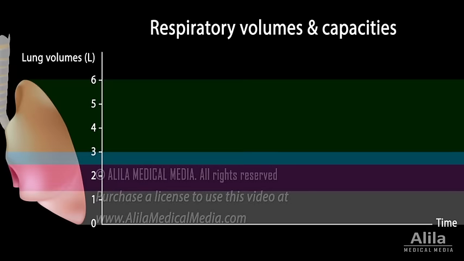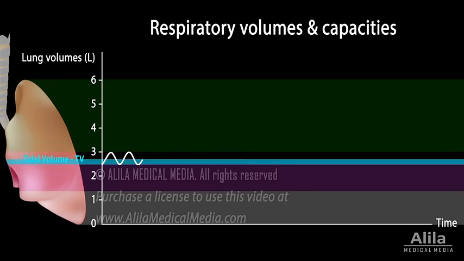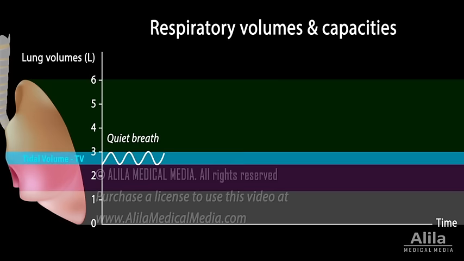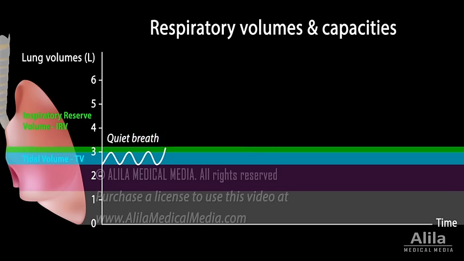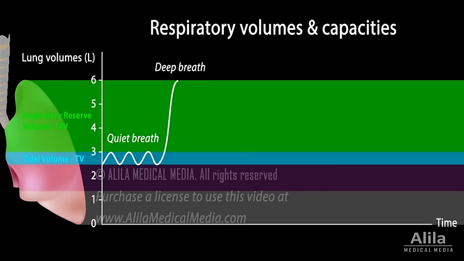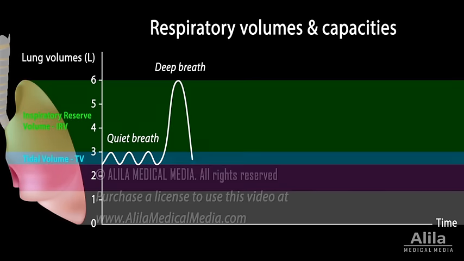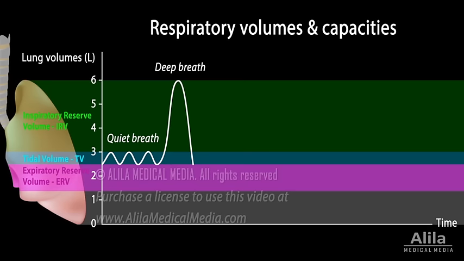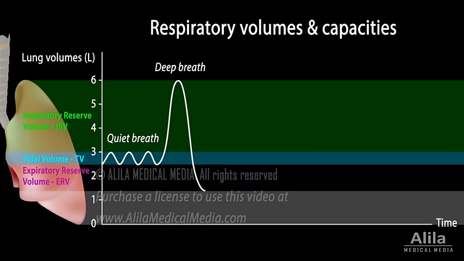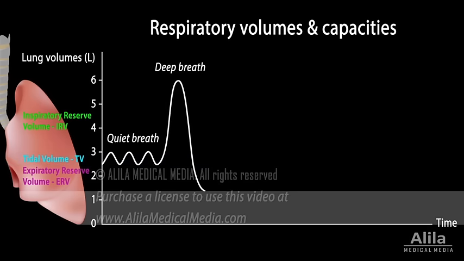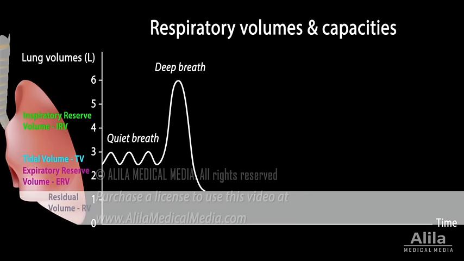A spirometry test typically reports four respiratory volumes: tidal volume, TV, the amount of air inhaled or exhaled during normal, quiet breathing, without effort; inspiratory reserve volume, IRV, the amount of air that can be inhaled with maximum effort after a quiet inhalation; expiratory reserve volume, ERV, the amount of air that can be exhaled with maximum effort after a quiet exhalation; residual volume, RV, the amount of air remaining in the lungs after a maximum exhalation.